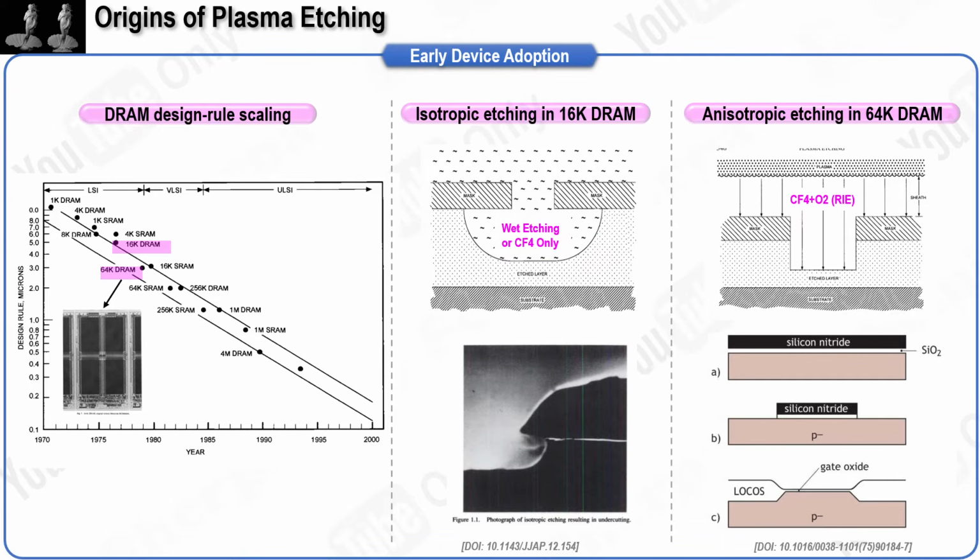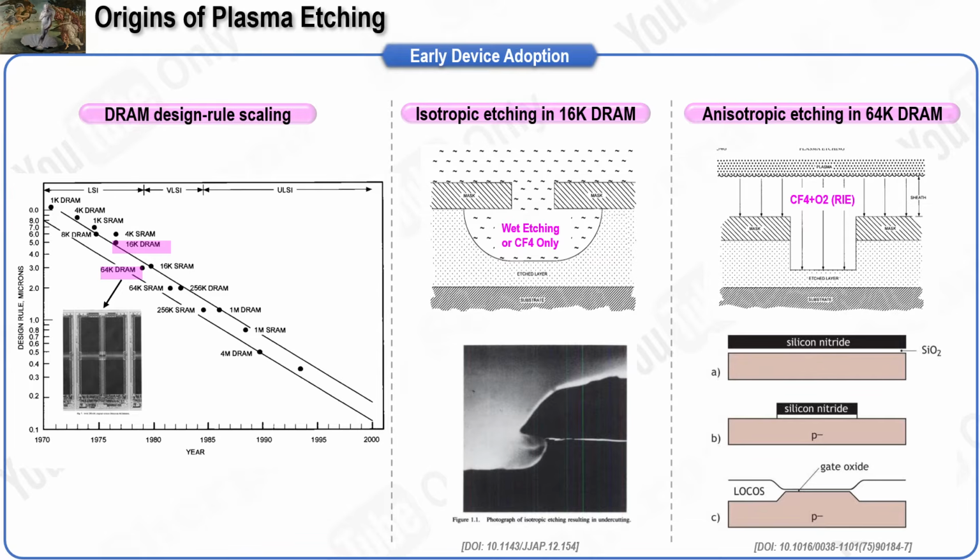Scaling pushed harder on shape control. Design rules tightened from about 5 micrometers to about 3 micrometers, and wafer size moved from 3 inches to 4 inches, which amplified uniformity and critical dimension requirements across the plate.